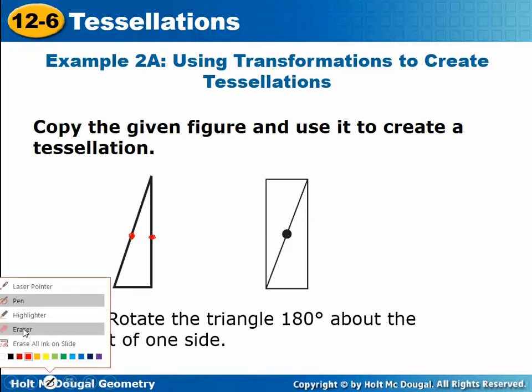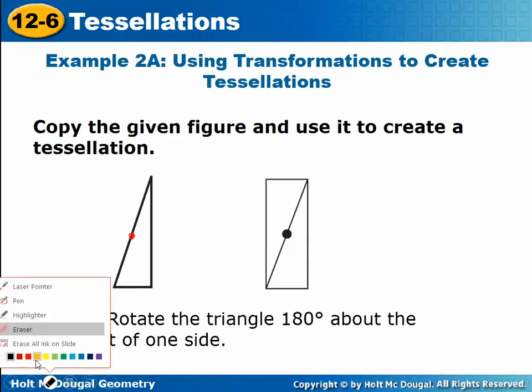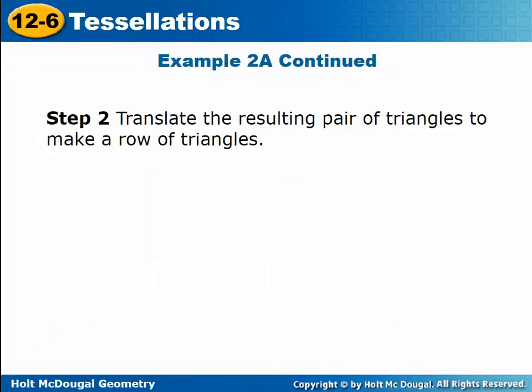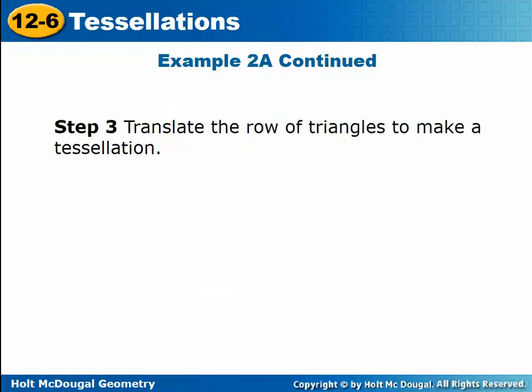You could rotate about any point though, but they rotated about this point, which created another triangle right here. Next step is to take that pair of triangles, which is now a quadrilateral, and make a row of triangles. So just translate it over and draw that again.